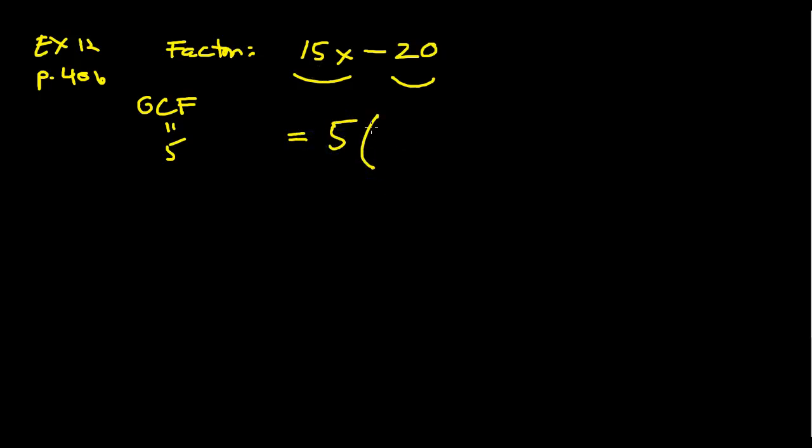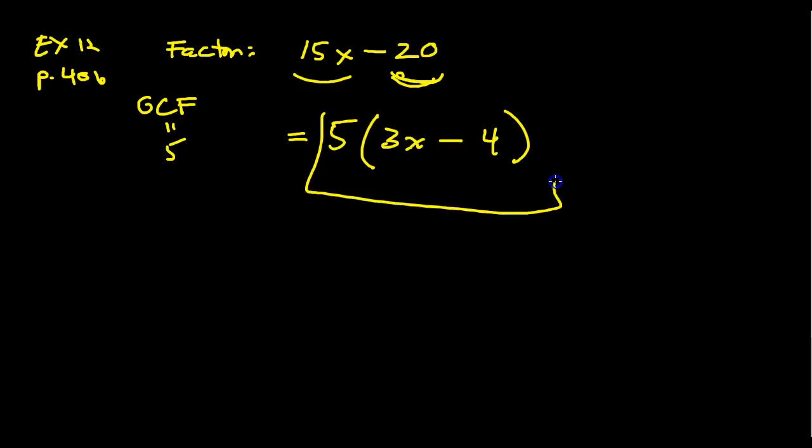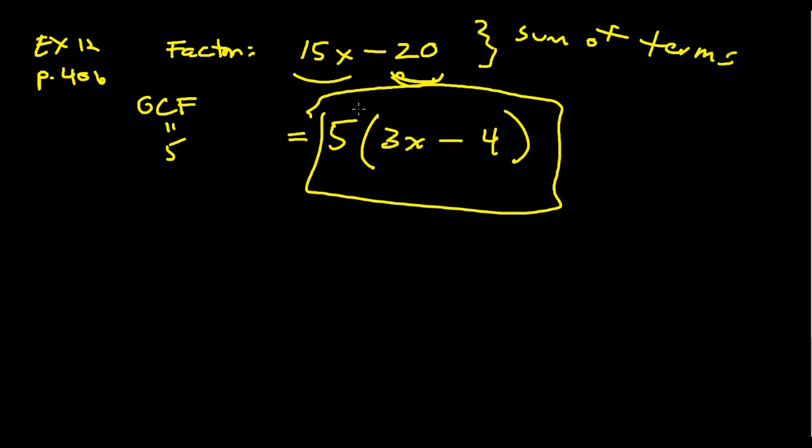If I take out a 5 from 15x, I'm left with a 3x in the first slot, minus, factoring out a 5 from the second slot gives me a 4. So final answer, 5 times 3x minus 4. Notice we started with a sum or difference of terms, and we were left with a product of factors, hence the title factoring.